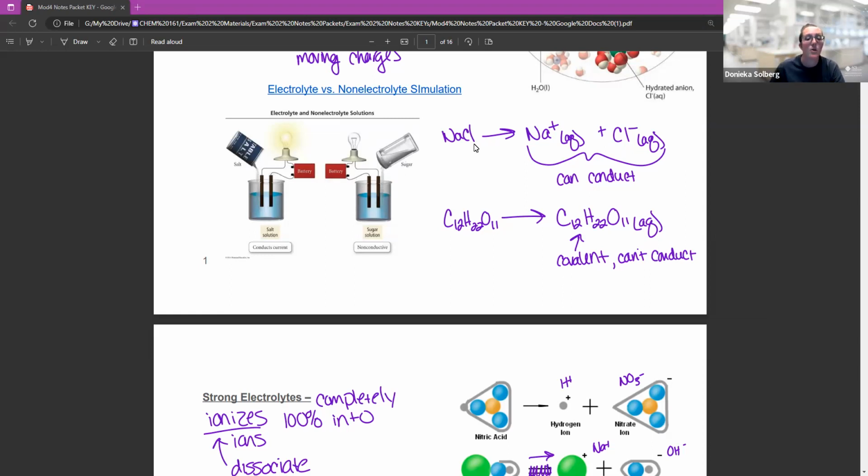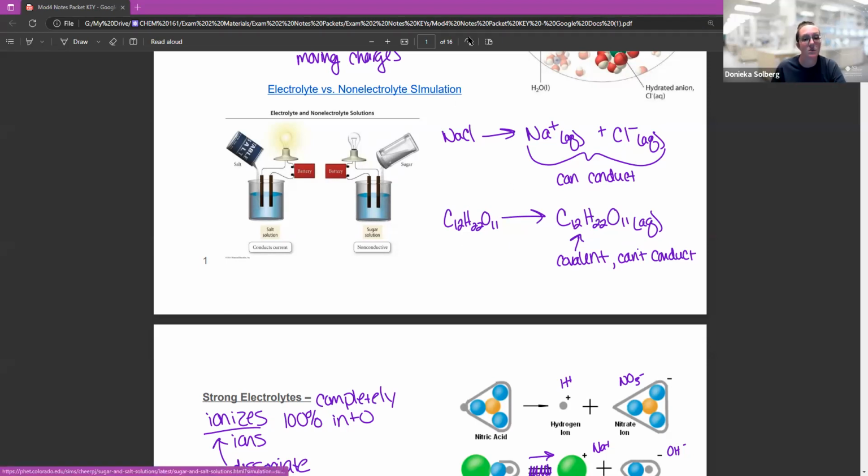Why is that? Well, NaCl is an ionic compound, meaning it breaks into its ions when dissolved in water, right? It's made of a positive and a negative ion, so we get those charges. This molecule, sucrose, when it gets dissolved in water, does not break into positive and negative ions. There is no positive or negative part of a sugar molecule. It's a covalent compound. Covalent compounds made of all nonmetals won't conduct because it still stays this big molecule when it is in solution.